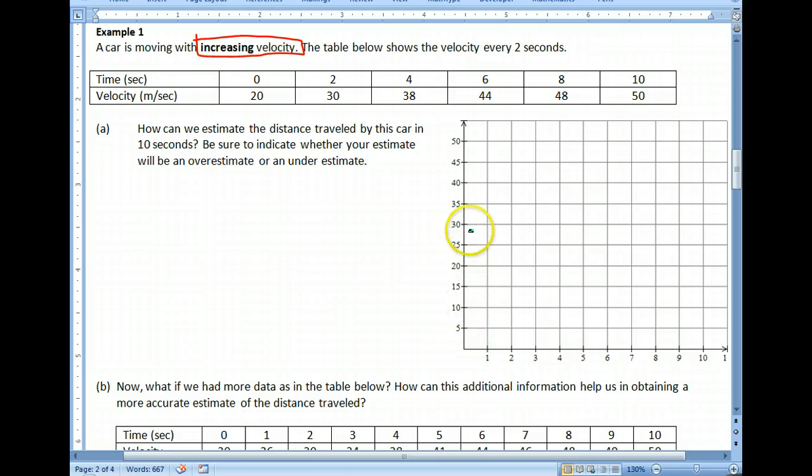0, 20. So plot the rest of those points. 30.